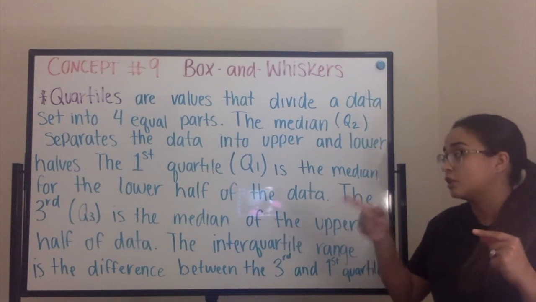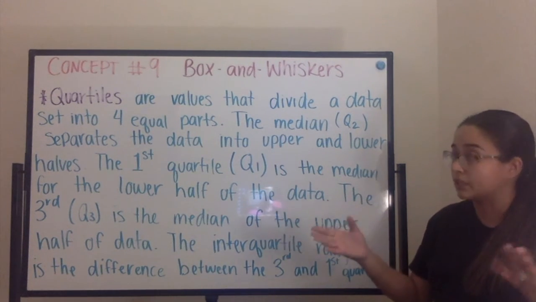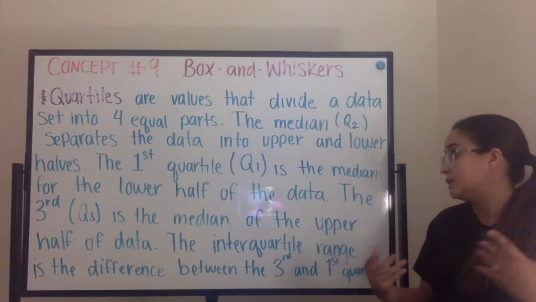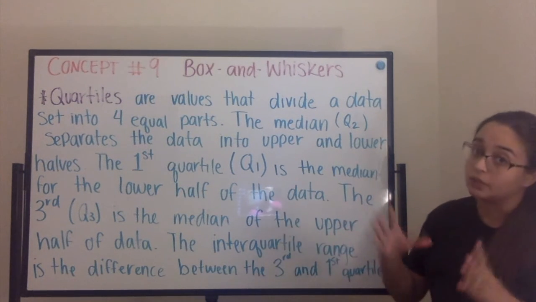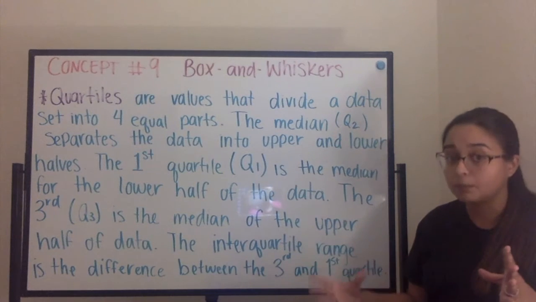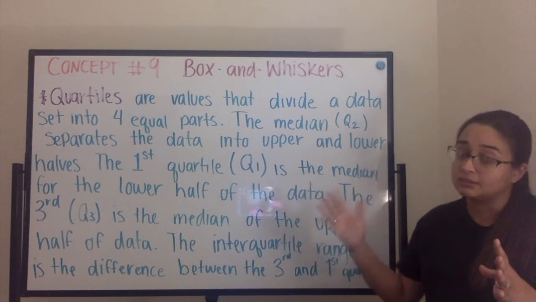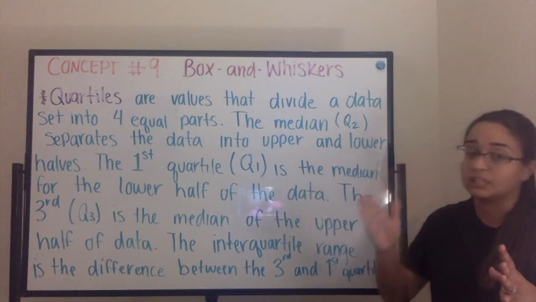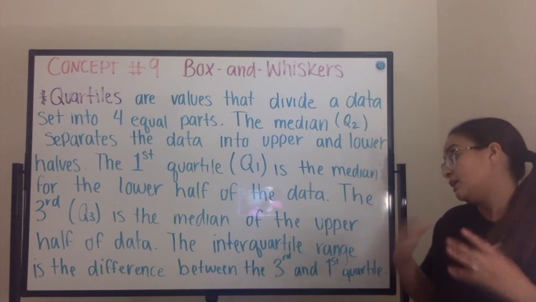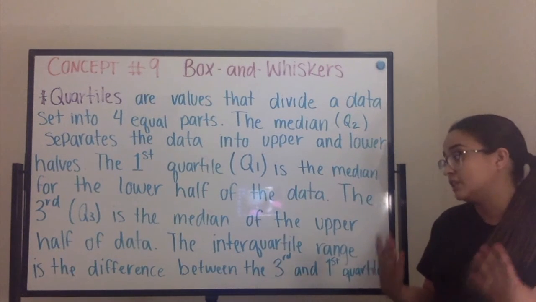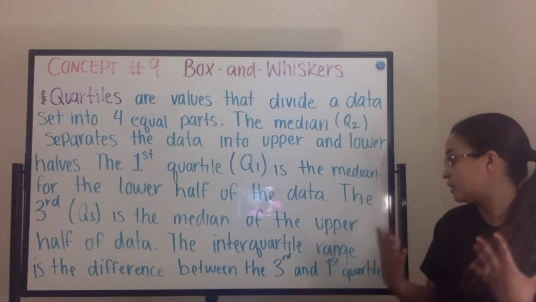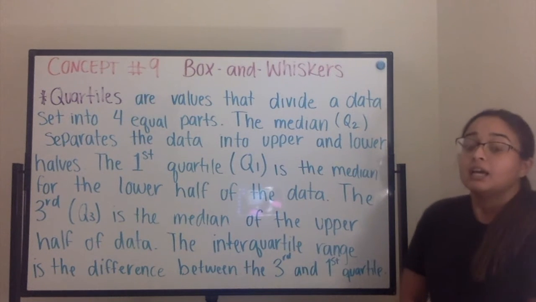The third quartile, or Q3, is the median for the upper half of the data. So again, it's separated in lower and upper. The upper half has a different median, and that is going to be labeled as Q3. The interquartile range is the difference between the third and the first quartile.